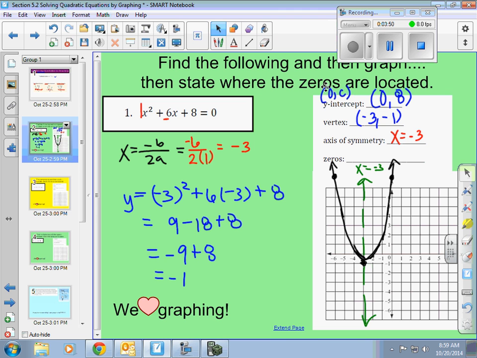Okay, and when it's graphing, it's not always absolutely perfect, but my zeros, so I look on my x-axis for my zeros, and if I look here, it's when x is equal to negative 2 and x is equal to negative 4. So those would be my zeros or my solutions. So in this case, this is when I have 2 solutions.